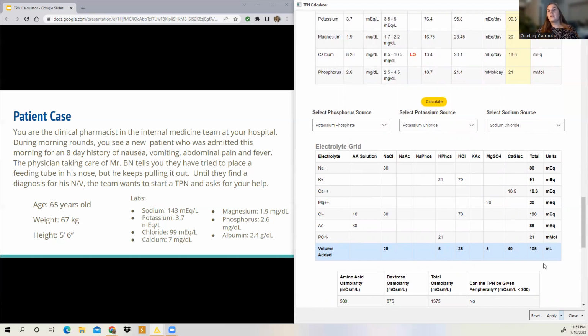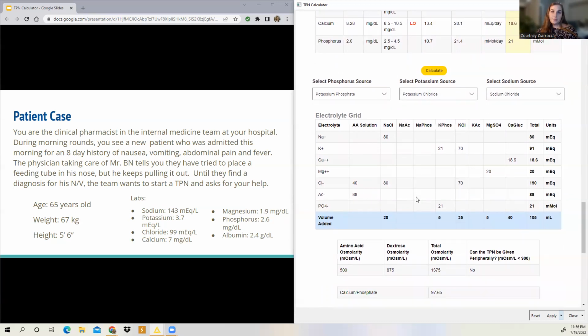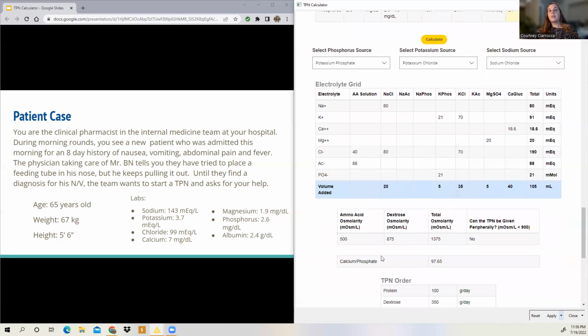And then we've also calculated, for when you go to actually make the TPN and compound it, the total volume you'll be adding for each of these solutions. And then we've also calculated the osmolarity. For this class, we only really focus on the amino acid and dextrose osmolarity to consider whether or not it can be given in a peripheral line, or if we need a central one, based on if it's above or below 900. And then we also have to keep track of our calcium phosphate ratios, which is perfectly fine here.